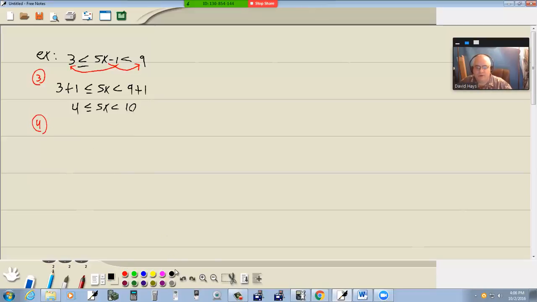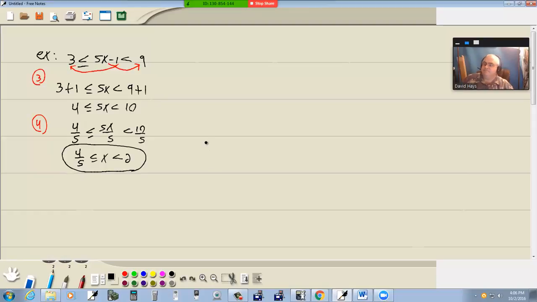Now step 4. Divide all three sides by the number in front of your x. The number in front of x is 5, so divide all three sides by 5. Then we got 4/5 is less than or equal to x is less than 2. And that would be our answer.